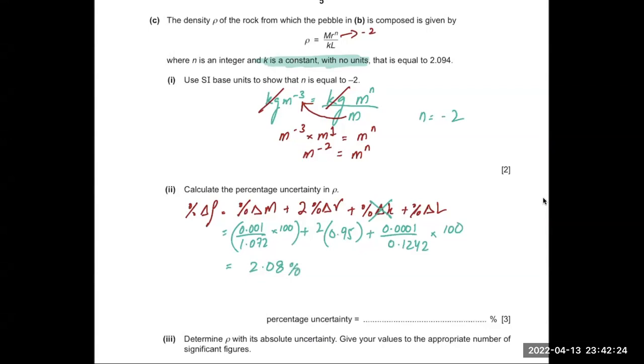Now the question is, why are we using plus 2 instead of minus 2? Won't there be a major difference if we input 2 instead of minus 2? That's a legit question. But the thing is, why did we not write L as minus 1, even though it's in the denominator? If I shift it to the numerator, the power becomes minus 1. Right? So we could also write this as M upon K L to the power R squared. Now it's positive. You get my point? So irrespective of whether it's in the numerator or the denominator, you take the positive power. So if it is minus 2 we take 2, if minus 3 we take 3, if plus 3 we take 3. Is that clear? Okay. So 2.08% is the percentage uncertainty in rho.